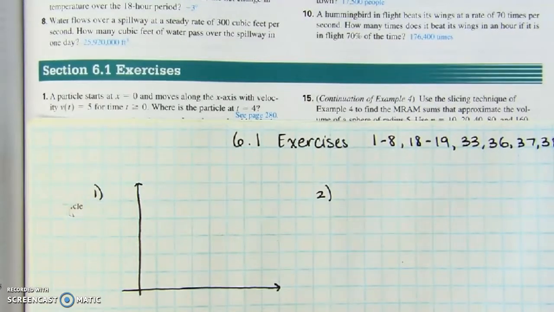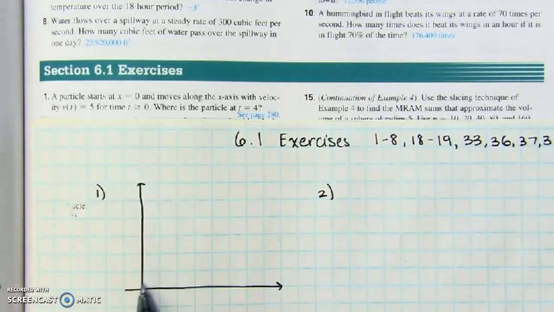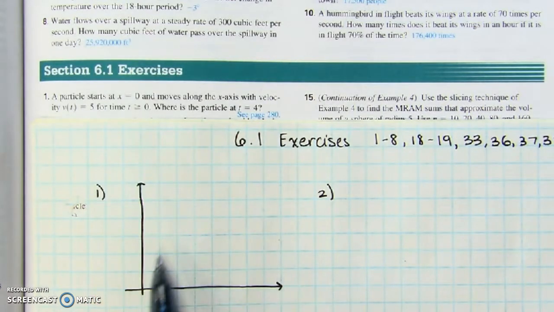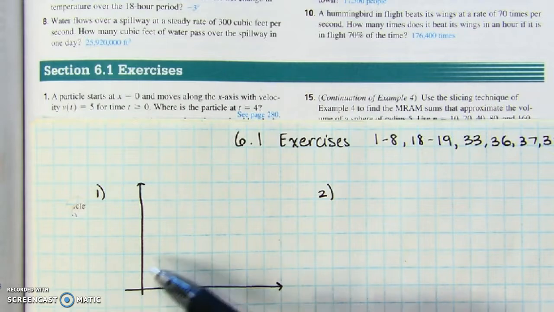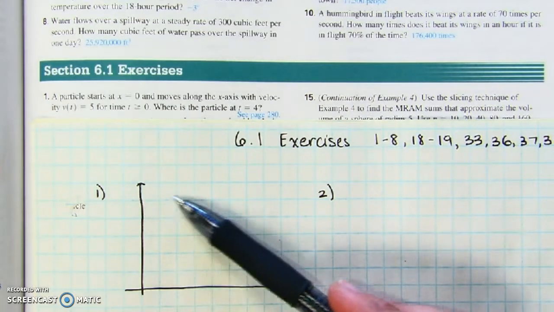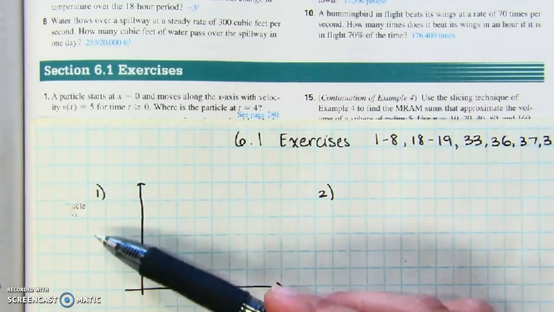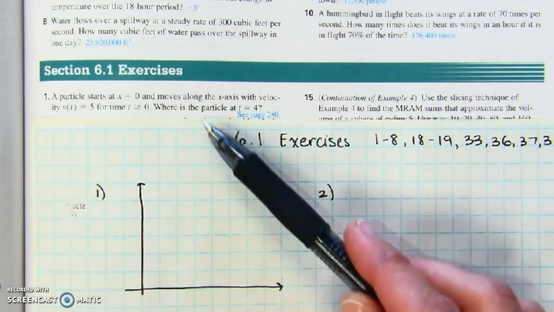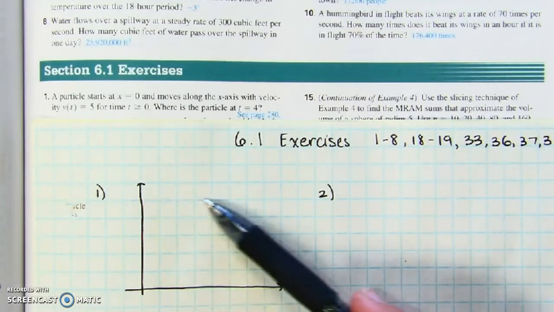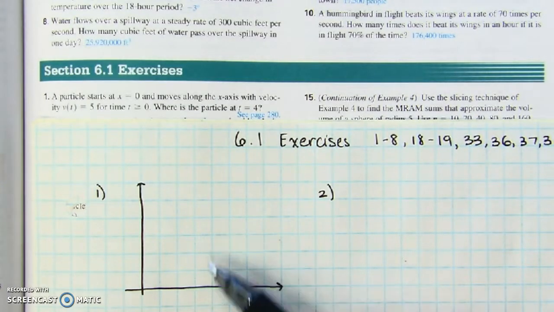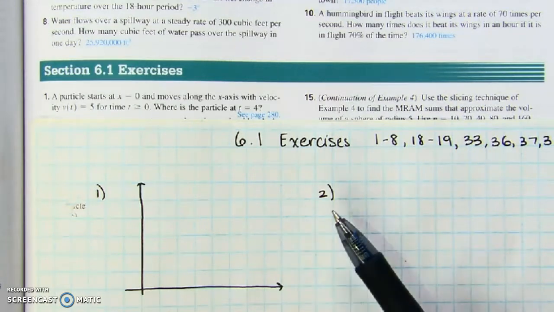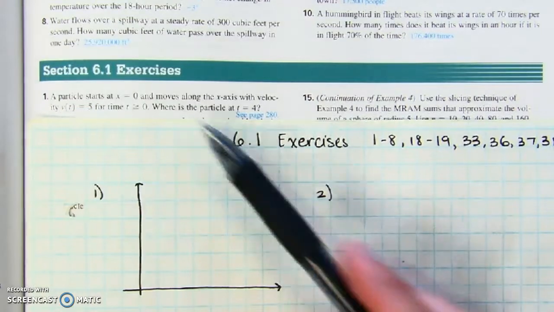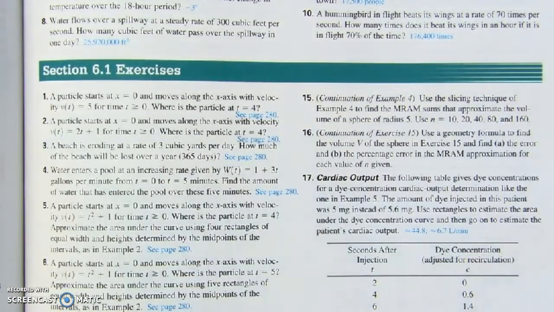So number 1, you see how it says a particle starts at x equals 0 and moves along the x-axis with velocity equal to 5. Well, we already did that in class where you go 1, 2, 3, 4, 5. You're going to draw a horizontal line, label your units. Oh, they didn't give us units. Where is a particle at 4? That's where you go 5 times 4, and that will be a rectangle, and you find that area. Okay? Because velocity times time is distance. Where is the particle?